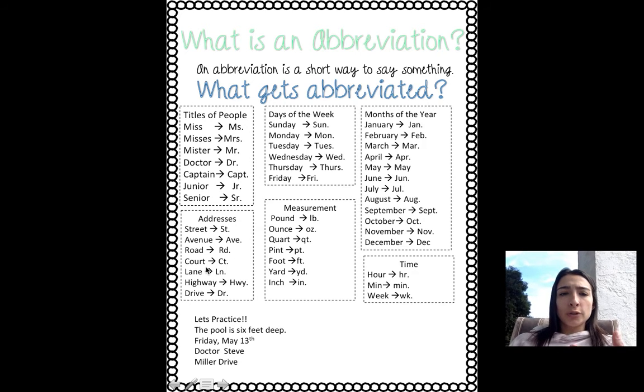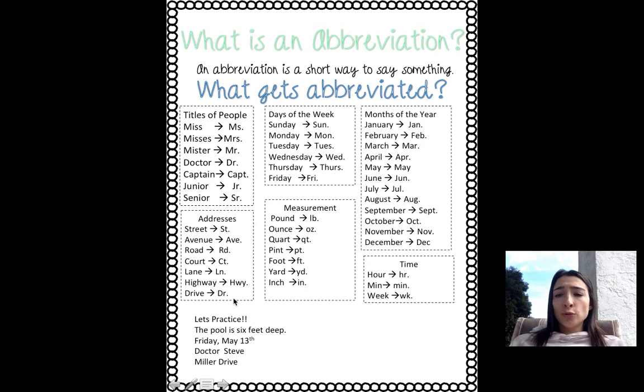So we're going to go over those first. That is your street, your avenue, road, court, lane, highway, and drive. So when you are writing maybe your address on a piece of paper, if you're sending a letter, you can abbreviate it. For street, you just write ST with the period at the end. And you can see each of those examples.